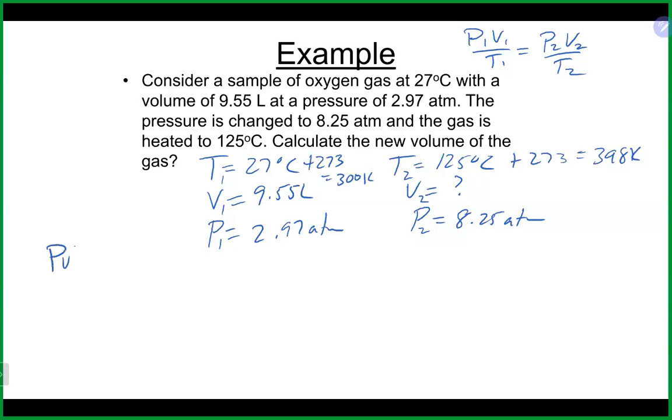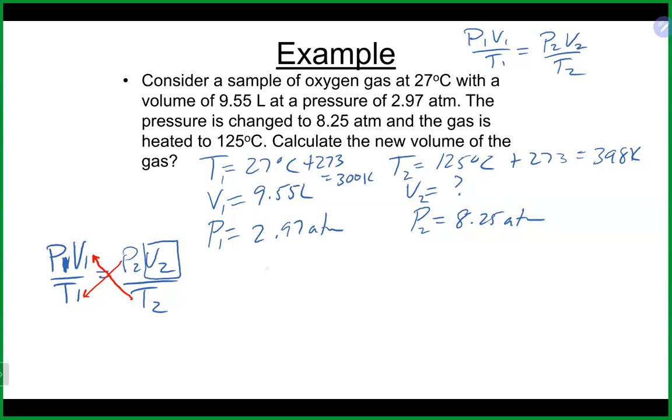We're looking at P1 V1 over T1 equals P2 V2 over T2. In this case, we want to keep V2 by itself up on top, so it's already there. All we have to do is move everybody else to the opposite side. T2 is on the bottom, so when I move it over, it ends up on top, and P2 ends up on the bottom. I'm basically multiplying both sides by T2 and dividing by P2 on the other side.